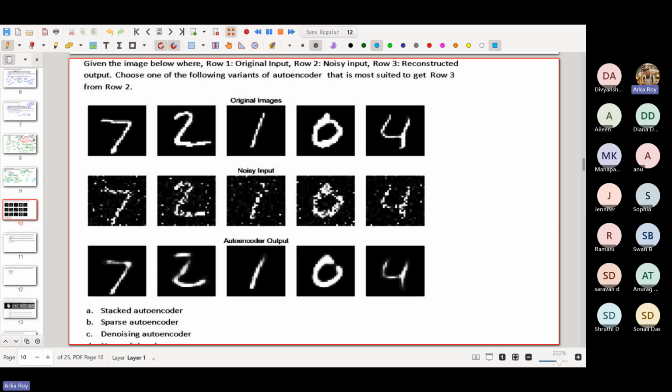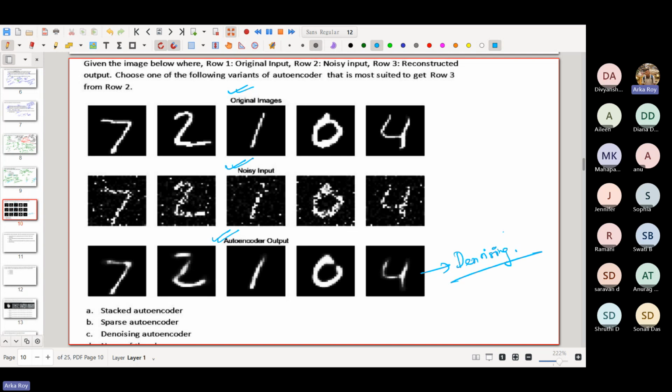Okay, so this question is that you have an original image, and you perturb this original image using some noise. So this is the noisy input, and this is the autoencoder output. We can see that some sort of noise removal has happened. So this is a denoising autoencoder. This thing we have also seen in our coding session as well.